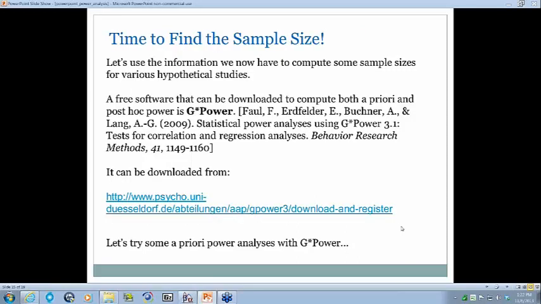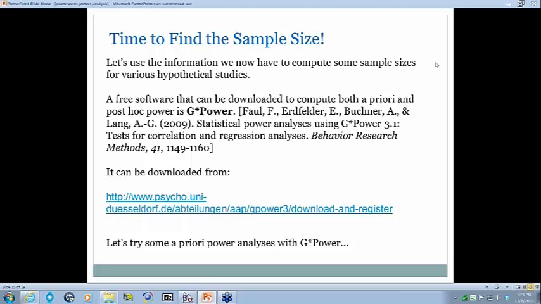So now it's time to find the sample size. Let's use some information we have and we'll compute some sample sizes. There's free software that you can download from the internet. It's called G-Power. Hopefully many of you have heard about it. Maybe a lot of you have it. But you can get it. Here's the address where you can go.